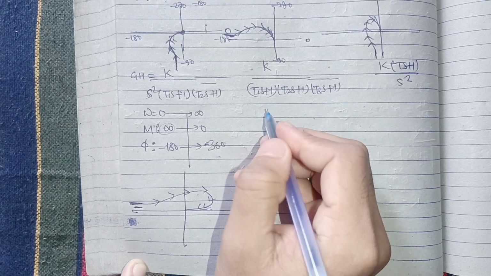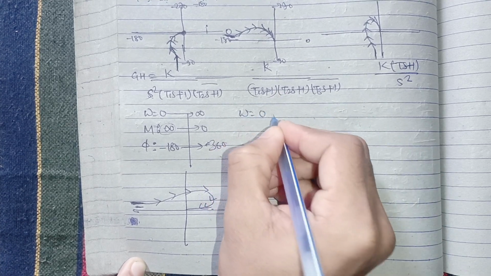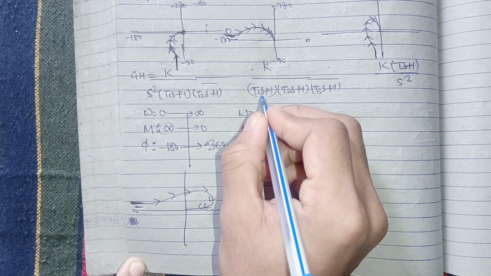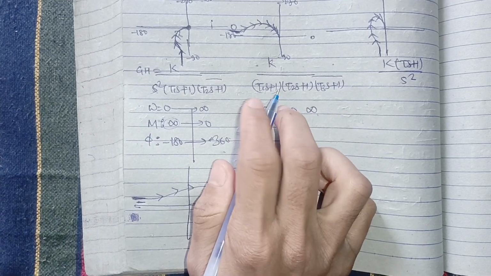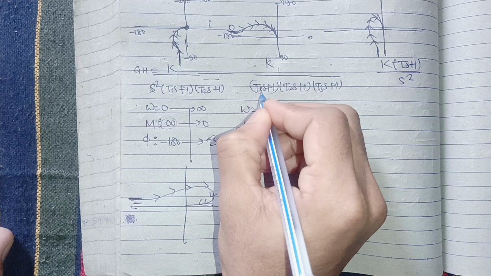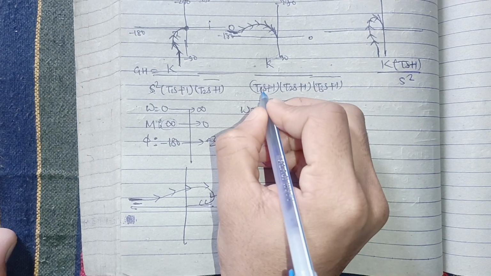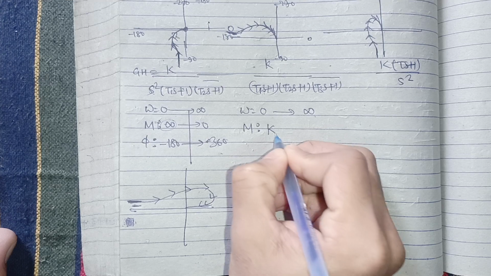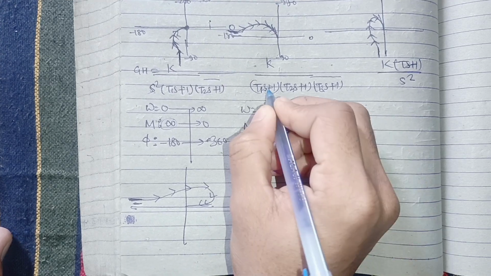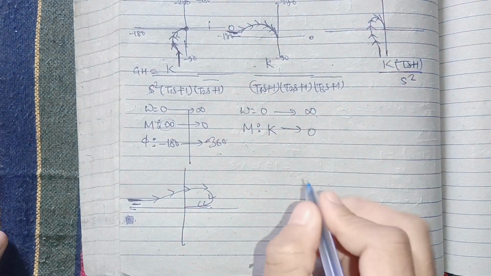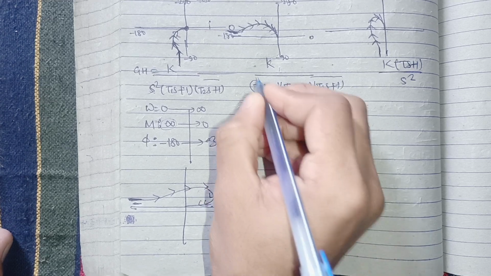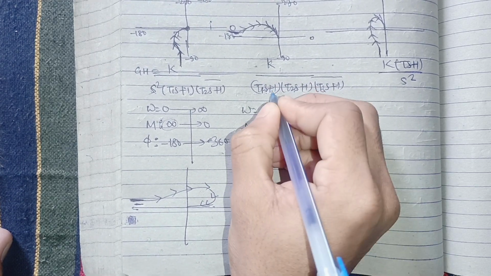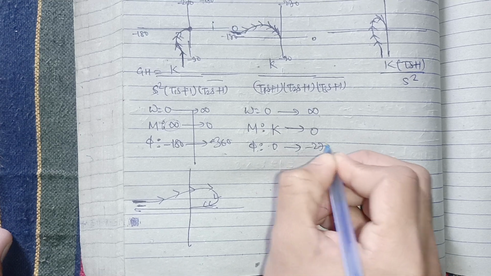Now move to the next question. Omega varies from 0 to infinity. Note here the type is 0. When omega equals 0, some magnitude will come, some constant K, and when omega equals infinity it comes to 0. So the angle is minus 90 into type, which is 0, so from 0 to minus 90 into p minus z, so minus 270 degrees.